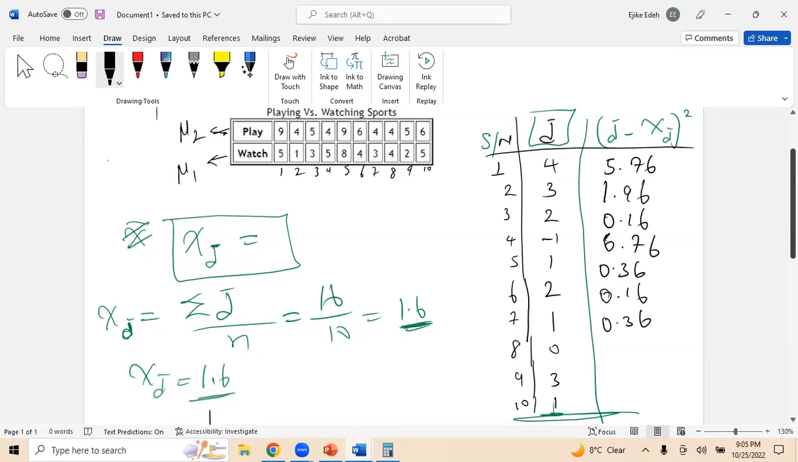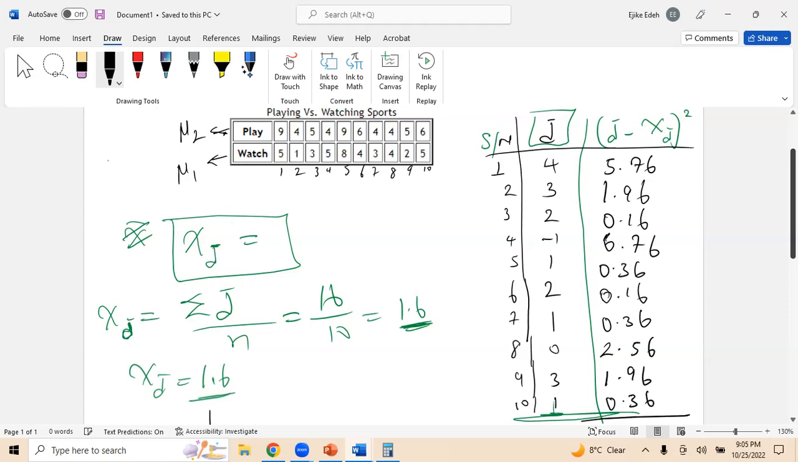Okay, so 0 minus 1.6 will give me -1.6, as expected. Raise that to the power of 2. You have 2.56. The next one is 3. We've done 3 before. We pick up that value, that is 1.96. The next one is 1. We've also done 1 before. So we pick up the value there, which is 0.36.